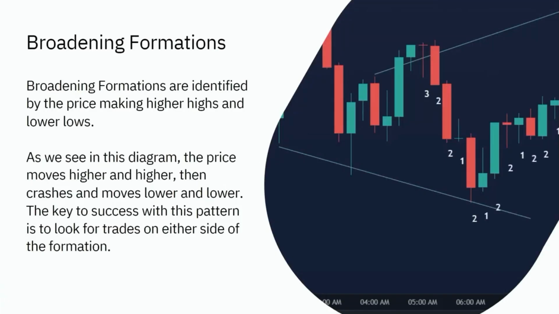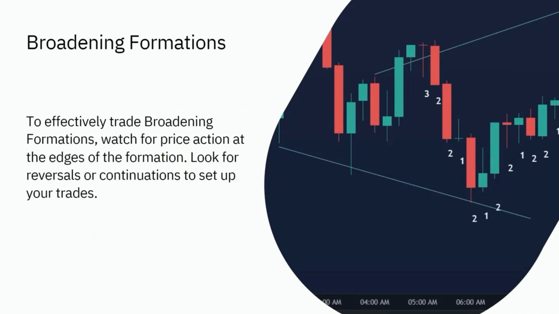Broadening formations are identified by the price making higher highs and lower lows. As we see in this diagram, the price moves higher and higher, then crashes and moves lower and lower. The key to success with this pattern is to look for trades on either side of the formation. To effectively trade broadening formations, watch for price action at the edges of the formation. Look for reversals or continuations to set up your trades.